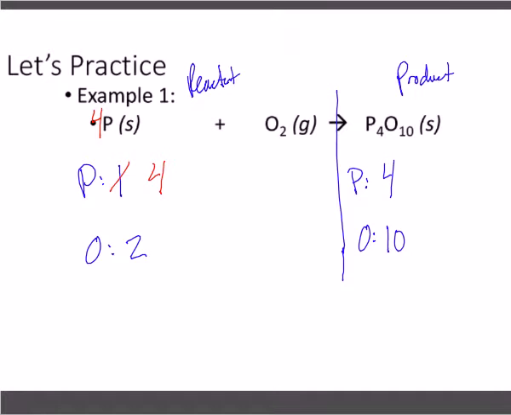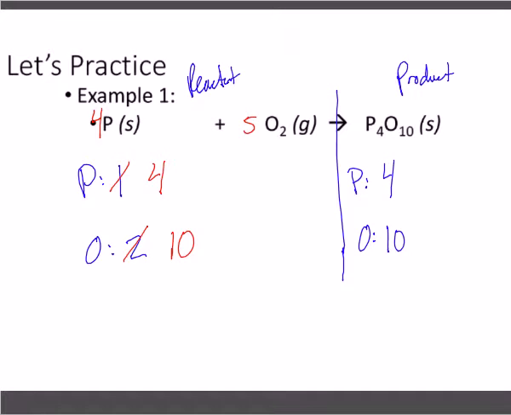Let's move on to oxygen. I've got 2 on the left. I've got 10 on the right. Does 2 go into 10 easily? Absolutely. How many? So if I put 5 up here, how many do I have on the left now? 10. I'm balanced. So my coefficients would be 4, 5, 1. That's how I balance. That's an easy one.